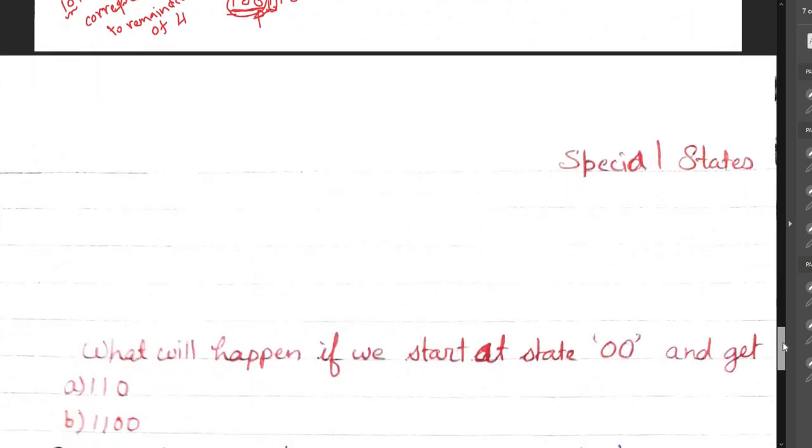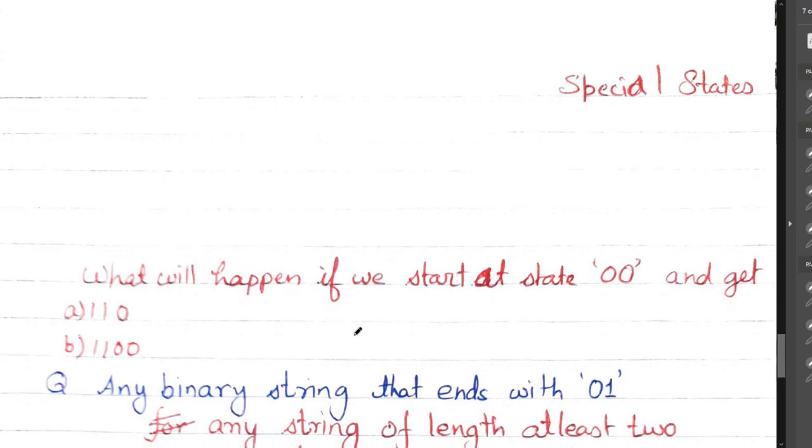Now you can try it out. What will happen if we start at state 0 and we get 1, 1, 0 as our string? What sequence of states will we get, and where will we end up? Whether this number is found to be divisible by 4 or not. So that one can answer.